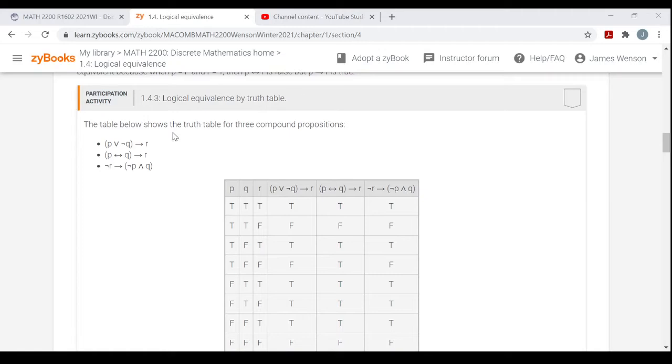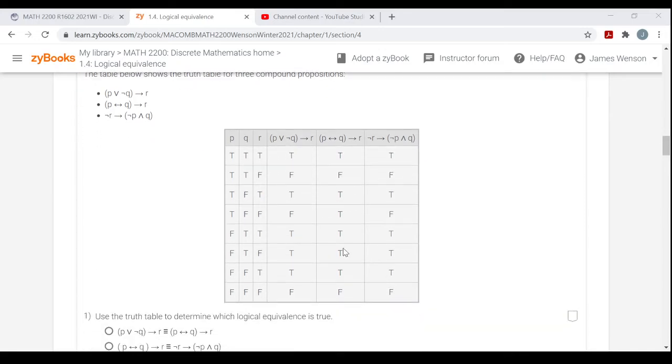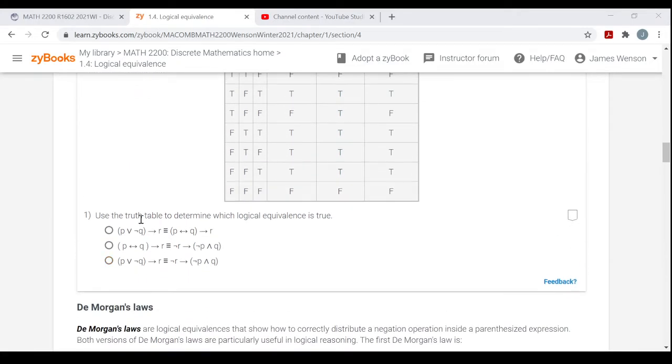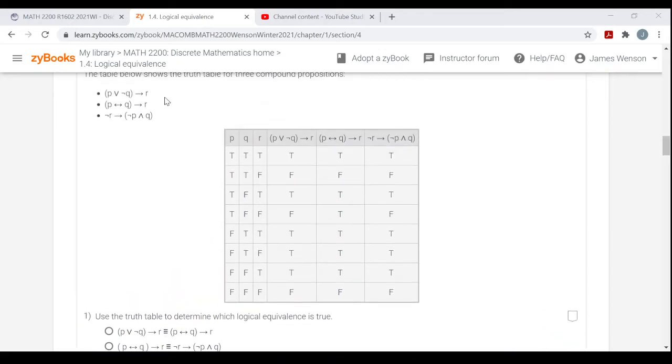So here, the table below shows the truth table for 3 compound propositions. So we have, P or not Q implies R. P if and only if Q, a biconditional, implies R. And not R implies not P and Q. And here they are. So number one, there's only one thing. Use the truth table to determine which logical equivalence is true. So which of these 3 statements, which pair, are logically equivalent?